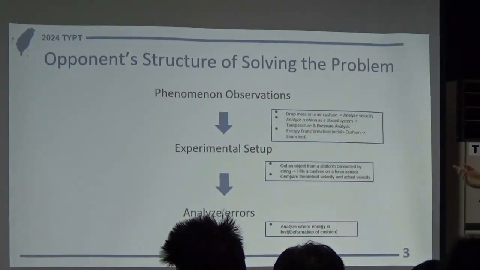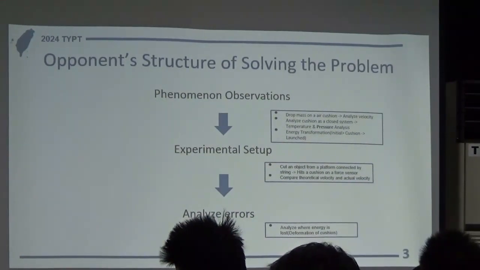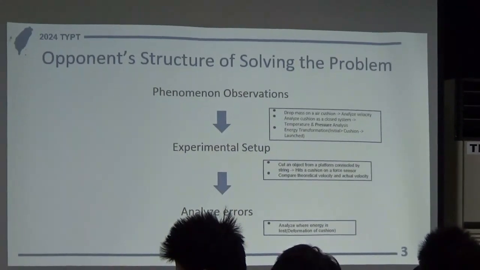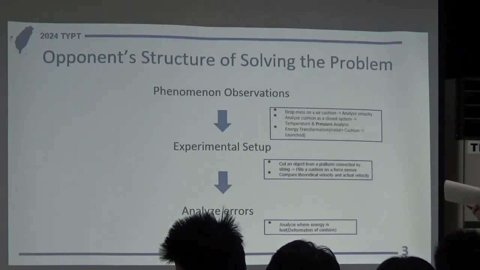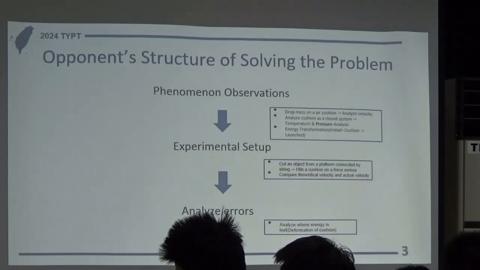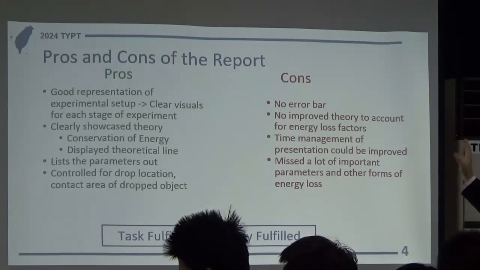And then they had the experimental setup. In their experimental setup, they explained that they put an object from a plastic to a spring, and then it hits a cushion and acts on a force sensor. They compared the theoretical velocity and the actual velocity. And for analysis of their errors, they analyzed where energy is lost, which is caused by the deformation of the cushion.